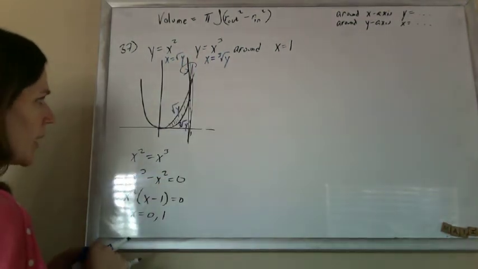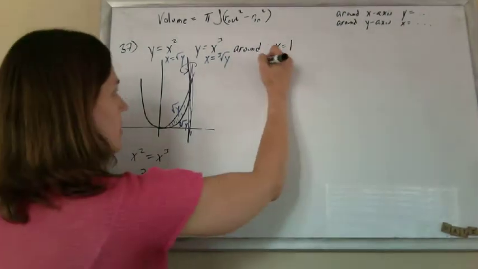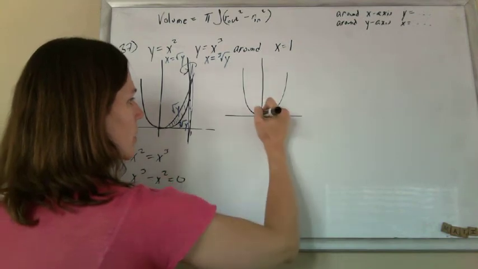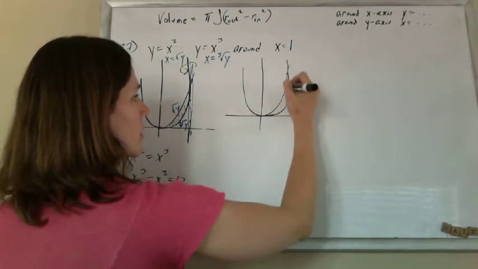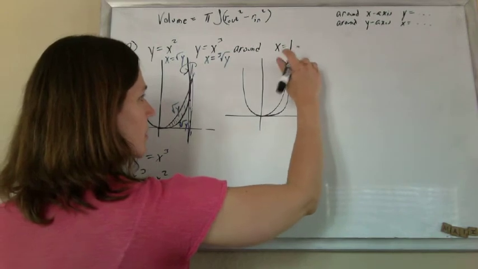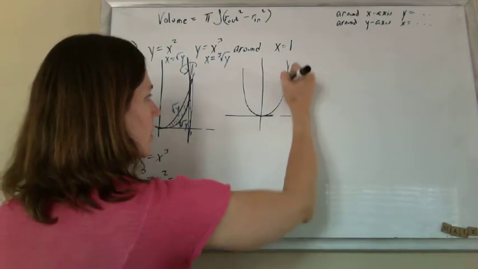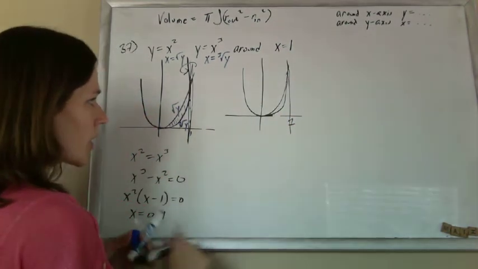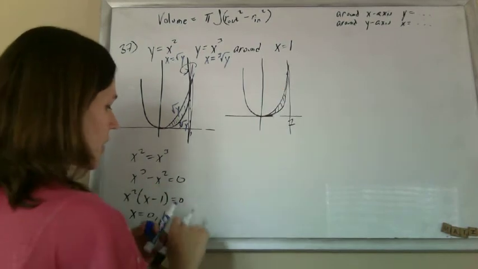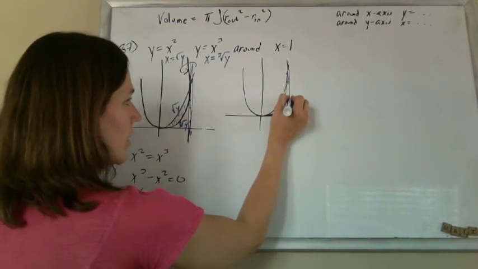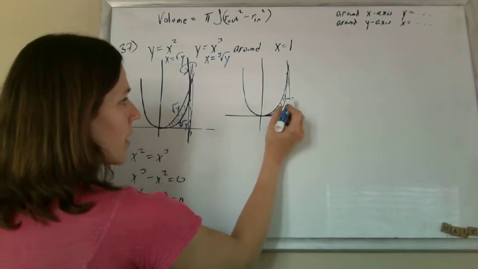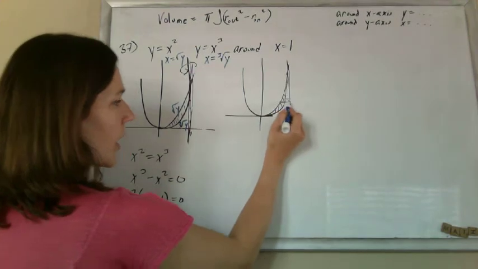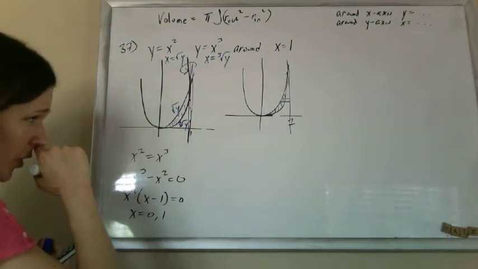So when I go to draw my radii, this is a really ugly picture, I'm going to just draw it again. So we've got y equals x squared, y equals x cubed, around, sheesh, it's hard to draw, around 1. There we go. So when I go draw my radii, I start at my axis of rotation, that 1, and I draw until I hit something. I hit the cube root of y first, but I can go farther. I could hit the square root of y.